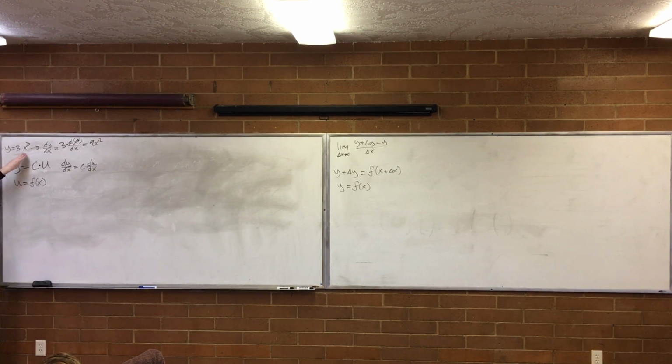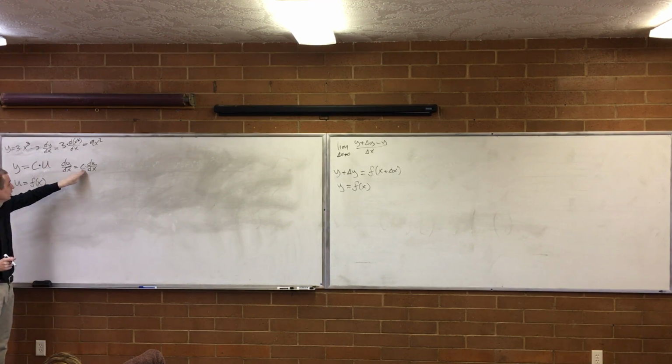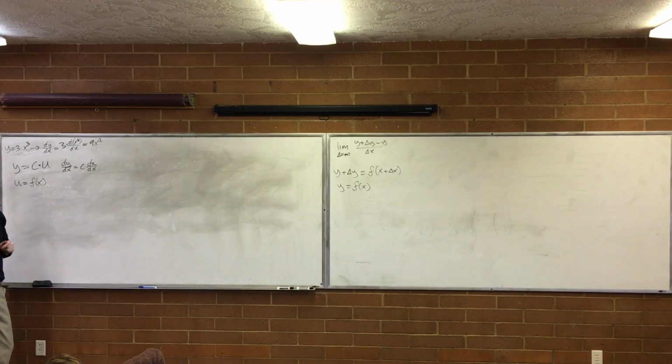In this case, u is equal to x cubed. So if you have y is equal to a constant times some function of x, then the derivative of y with respect to x is equal to that constant times the derivative of u with respect to x. Make sense? In shorthand, we're saying we can pull constants out and take the derivative of whatever we mean. That's what this is saying. Okay.